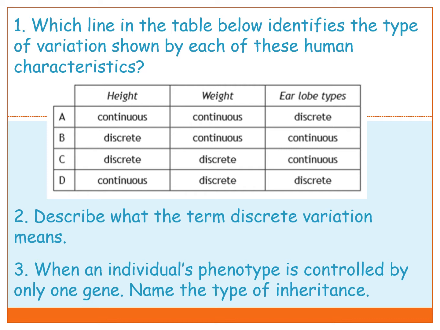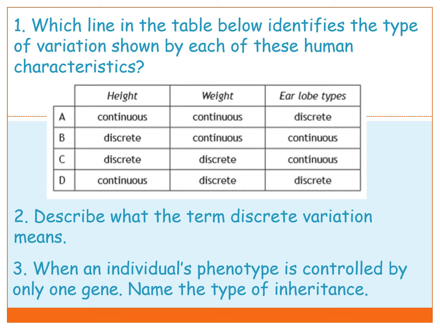So the answers are that we know we can measure height, so height's continuous. We know we can measure weight, so weight's continuous. And we know that earlobes are either attached or not attached, so it's a yes or a no, so they are discrete because it comes in categories. So well done if you managed to get A for that.